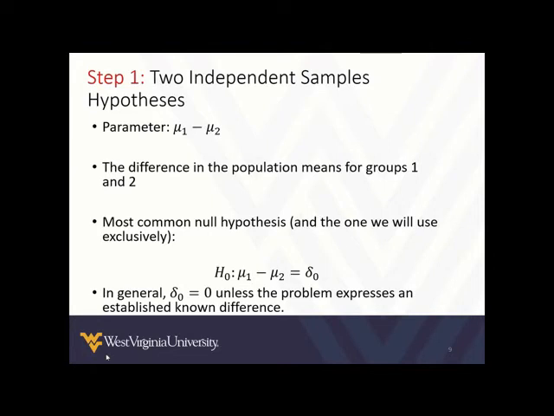So, for example, we talked before about the resting heart rates for males and females. Perhaps there's a known average difference, hypothetically, that men have a resting heart rate 5 beats more than women. And we're trying to establish if that difference has changed from the 5 beats. So the null might then be mu1 minus mu2 equals 5, where mu1 is the males and mu2 is females. But if we have no established difference, which is going to be the case probably 90% of the time you do these problems, then your delta naught will be equal to 0.